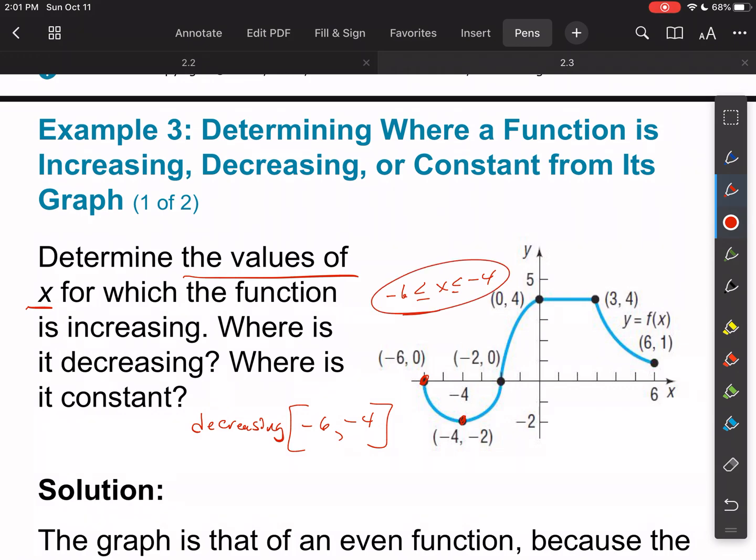Then you have to look to make sure there's no other places where it's decreasing. So from here, it's going up, and then it goes constant, and then it goes back down. So from here to here, it's also decreasing, so we have to include that. So that would be from the values 3 to 6. Okay, so from the x values of 3 to 6, it's also decreasing.